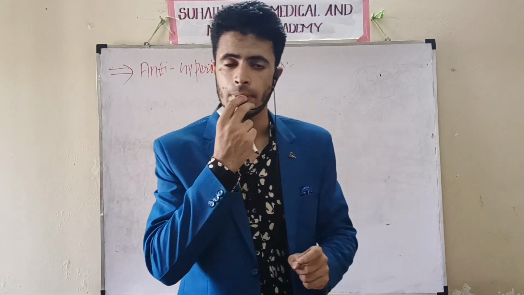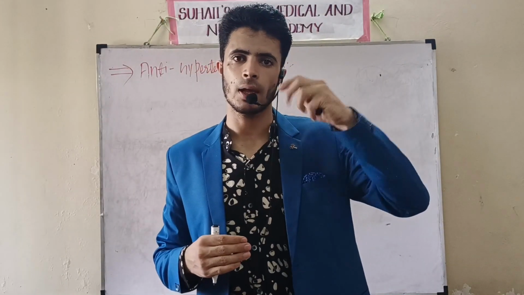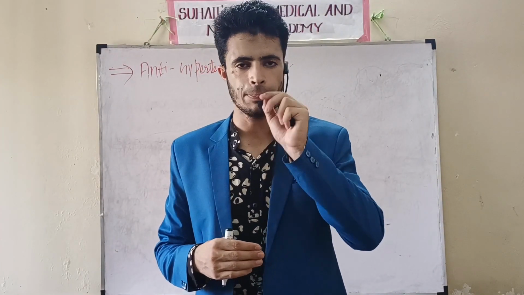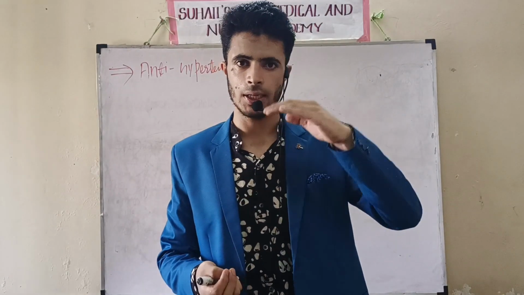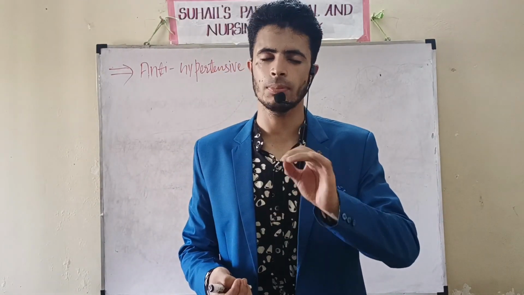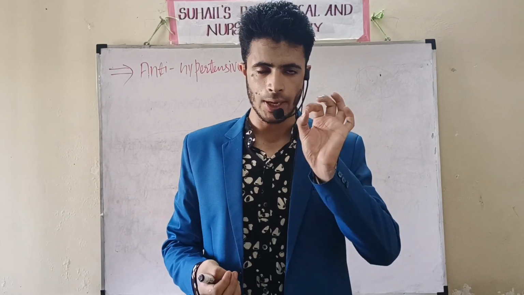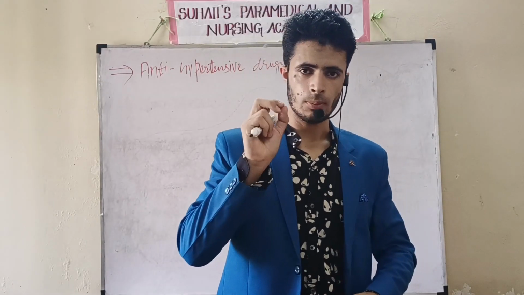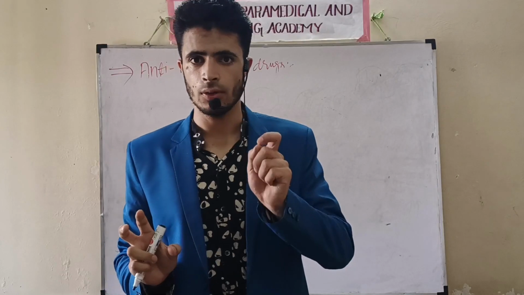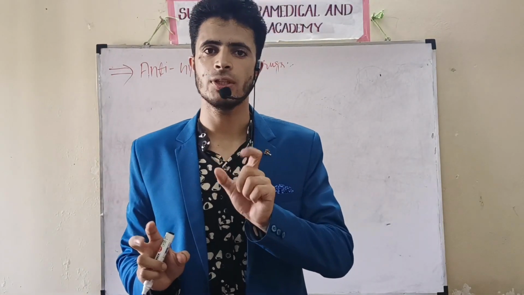So remember what is hypertension. Hypertension, in simple terms, is an elevation in the systolic and diastolic blood pressure. The normal systolic and diastolic blood pressure is 140 by 80 mm of Hg on average.